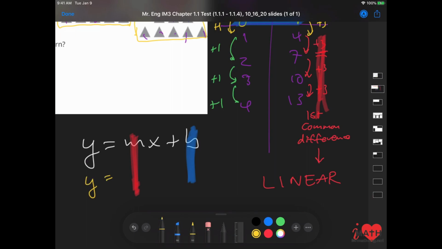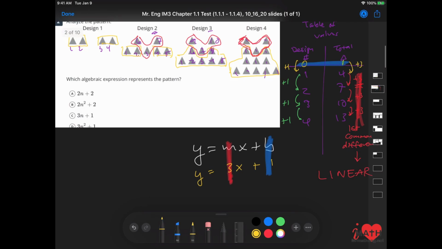So y equals 3x and then plus 1. So 3x plus 1 is my answer. And the closest one to that one is letter C.